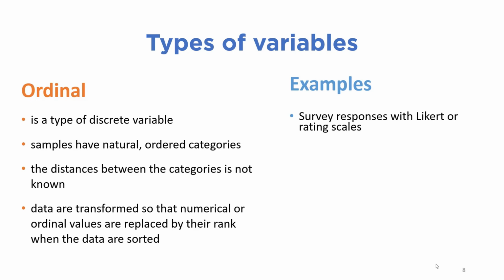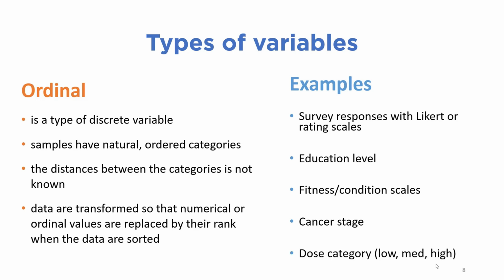So we're thinking about things like survey responses, like with a Likert or a rating scale, like on a scale of 1 to 10, or rank or give your favorite to least favorite. So not 1 to 10, more like favorite, least favorite. Rank these in order. Your education level, your fitness or condition scales, cancer stages, these are ordinal data, so first, second, third, fourth. Also, you could have dose categories as low, medium, and high as an ordinal. So low comes before medium, medium comes before high. They always have to go in a certain order, so they're ordered.